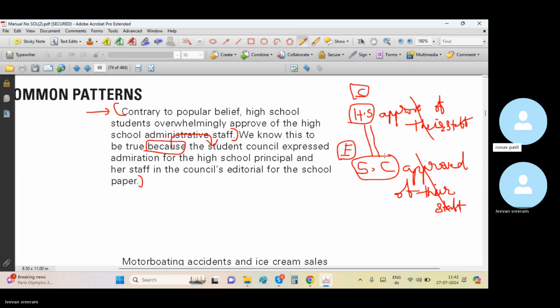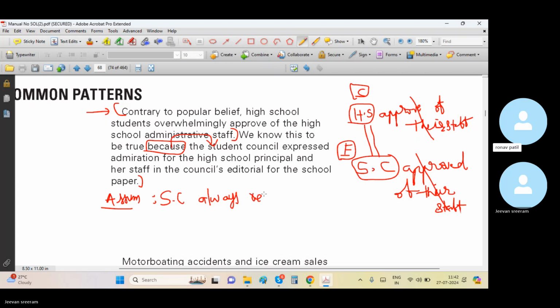The author assumed that the student council speaks for the entire high school student body. The student council is the correct representative of all the high school students' opinions. So you may even raise a why question: why do high school students approve of their staff? Because the student council approved. So high school students decide based on the student council's opinions. So the student council is a correct representative of high school students' ideas. You can simply write the assumption as: the student council represents high school students.